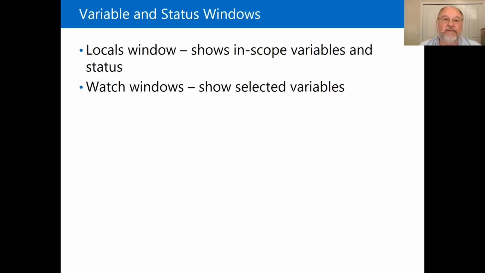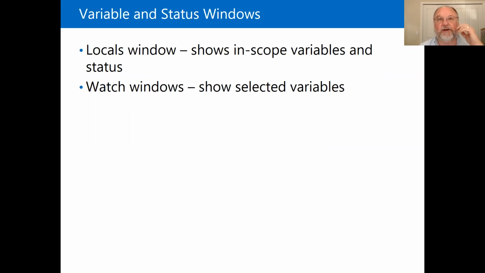And that's really helpful, but sometimes I want to know not just the values of variables that are in scope, but I want to know the condition of variables that are not in scope. For that, we have a watch window. And we can look in the watch window and add variables to the watch window so that it pops up, and even though it's out of scope, it shows me that it has some value or it doesn't.